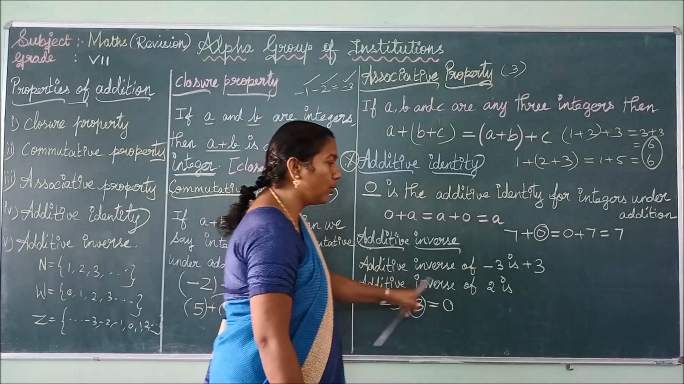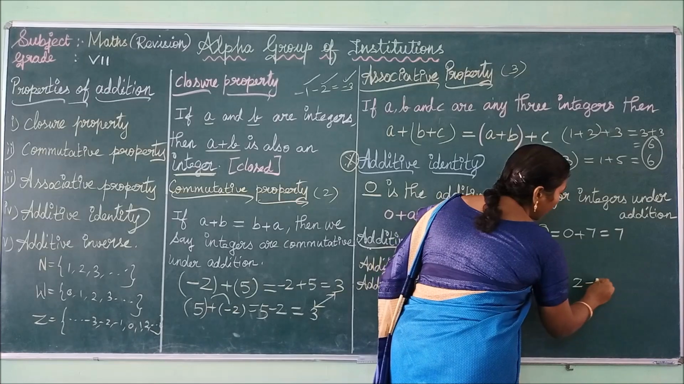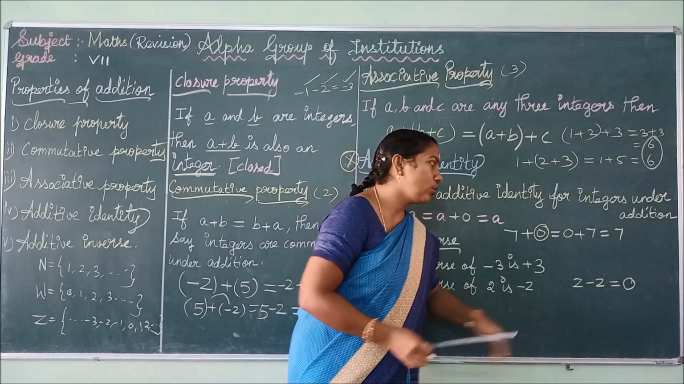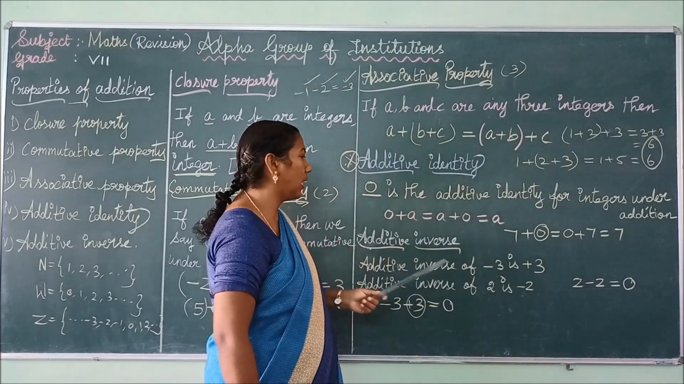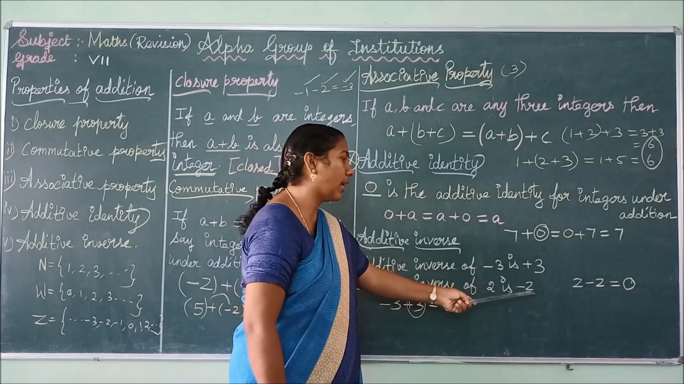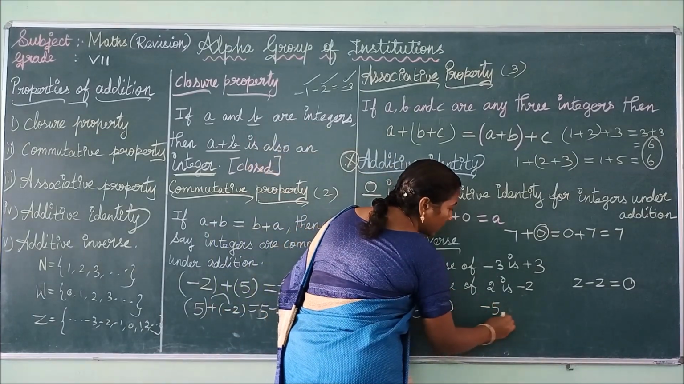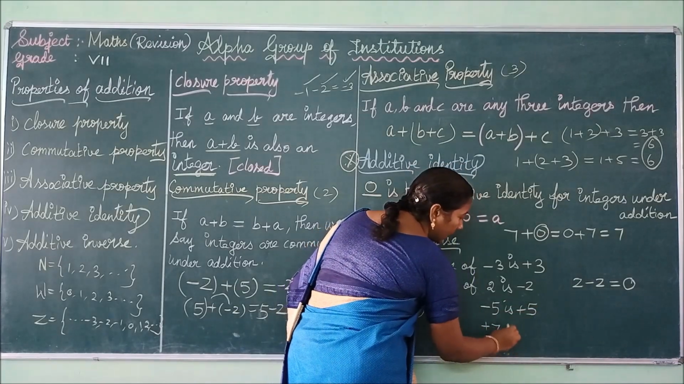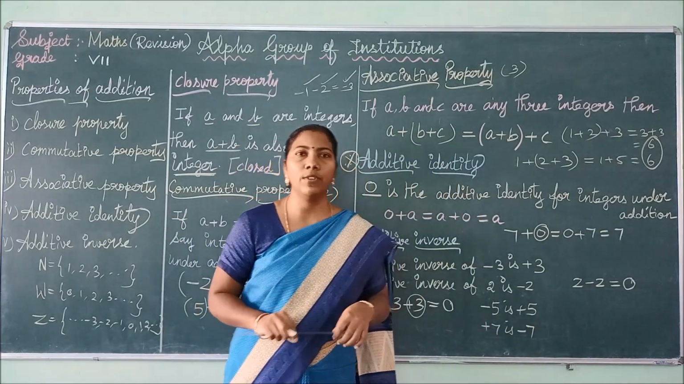So what is the additive inverse of plus 2? -2. Only then, if you add it to 2, you get the answer 0. See here, 2 minus 2, your answer is 0. -3 plus 3, your answer is 0. So we can call 3 the additive inverse of -3. We can call -2 the additive inverse of 2. So what is the additive inverse of -5? Yes, plus 5. What is the additive inverse of plus 7? Yes, -7. So this is the way to write the additive inverse of a given integer.